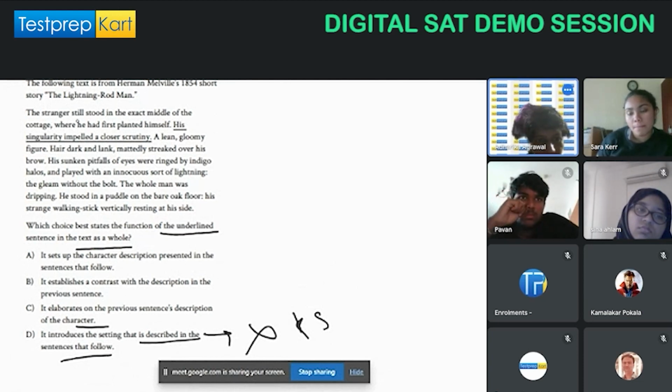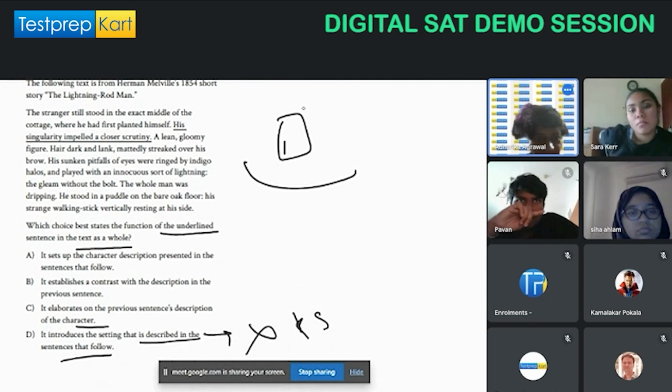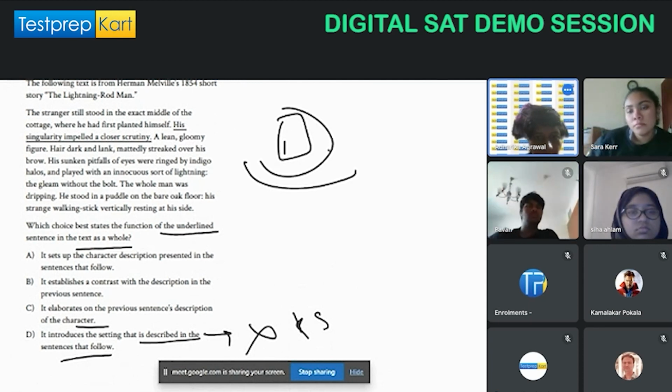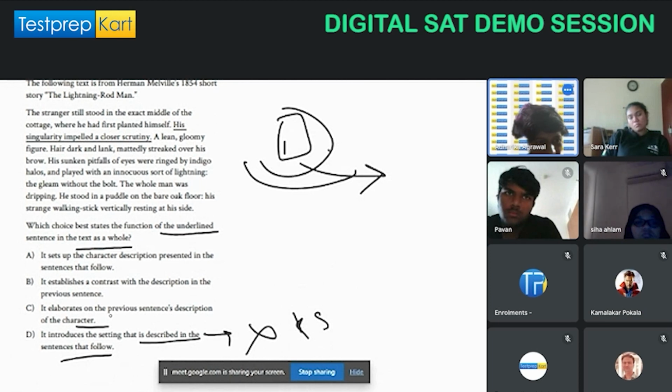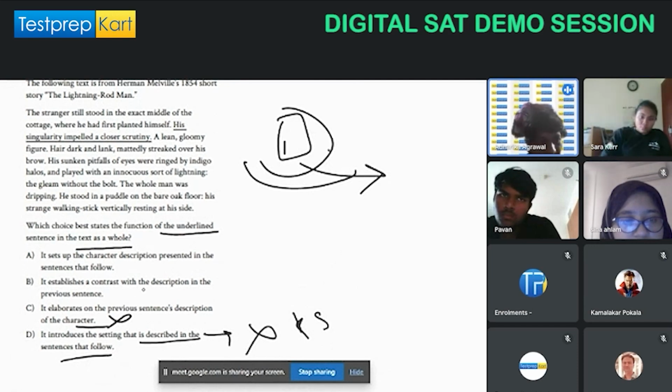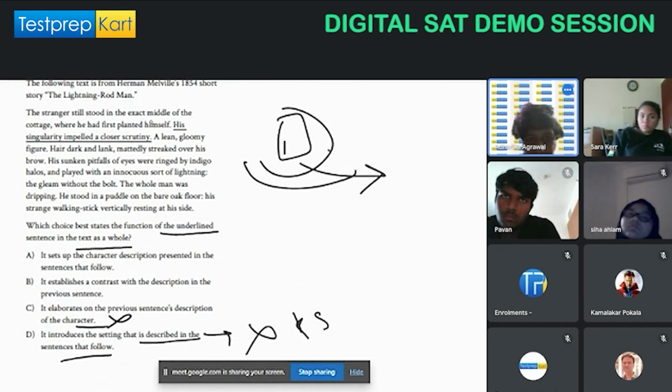So here they are saying that he stood in the middle of the cottage where he had planted himself. Now, are they elaborating this, that he stood in this way? No, ma'am. So that's why it's not an elaboration. Elaboration means on a particular point we are giving more explanation. Okay. So this is also eliminated. Next, contrast with the description in the previous line. Are they giving any description about the physical appearance? No, ma'am. So there is no contrast, right?